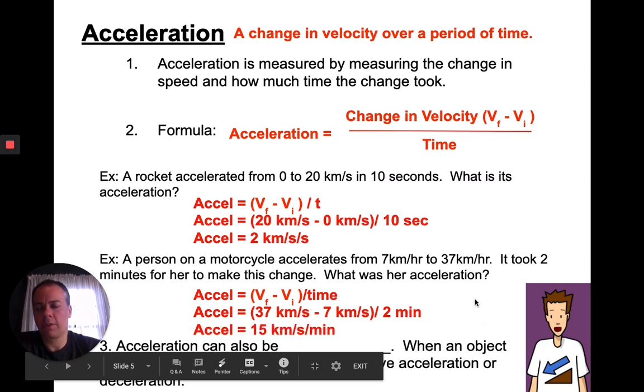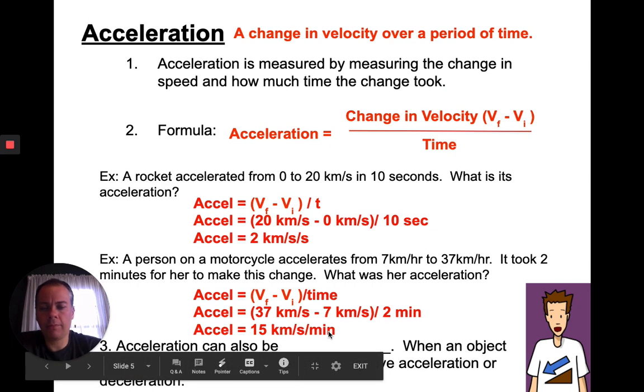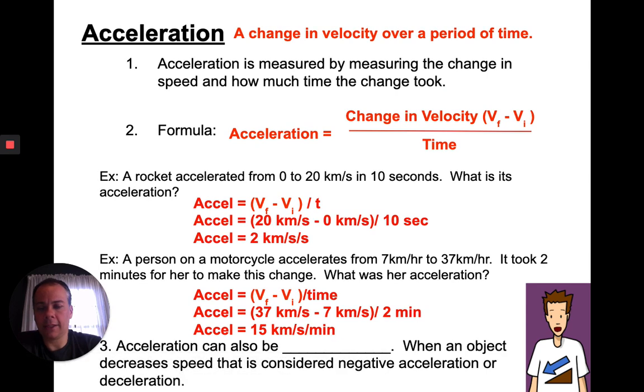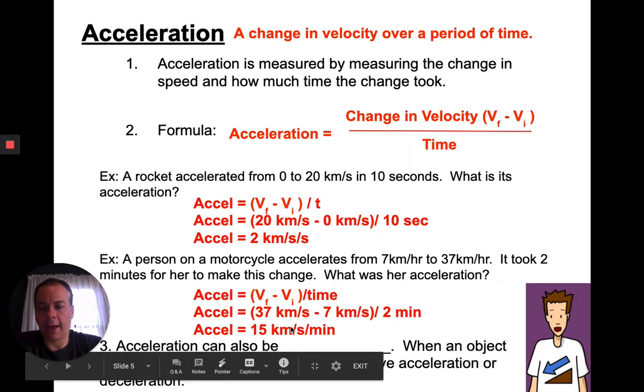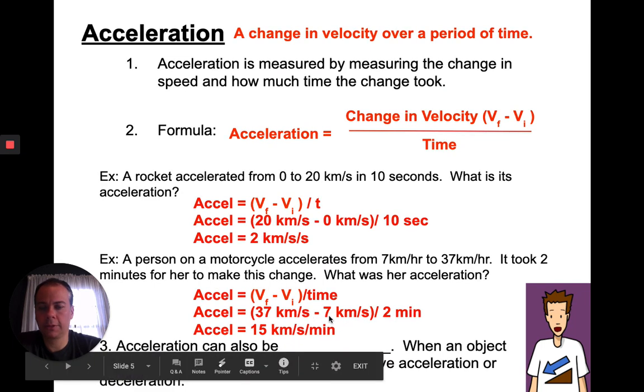So think about what this means. Every minute that went by, this motorcycle accelerated 15 kilometers per second. Those should have been hours. I apologize. I made a mistake. So this should be hours, hours, hours. So actually it should be 15 kilometers per hour per minute.